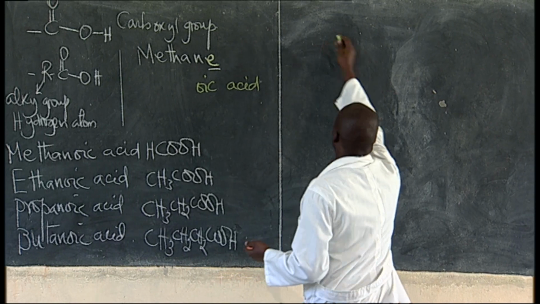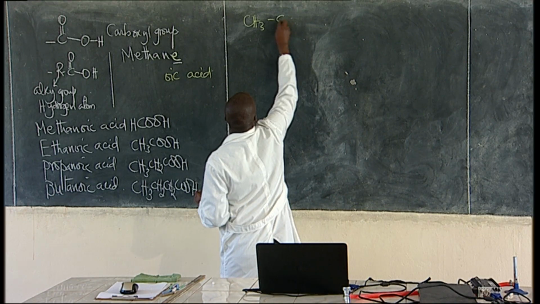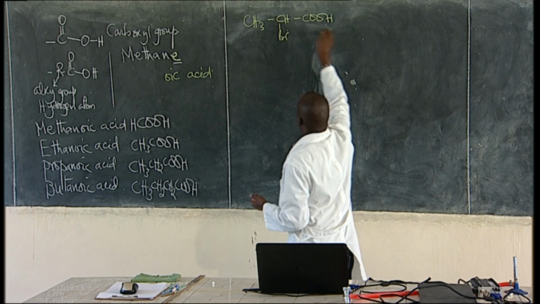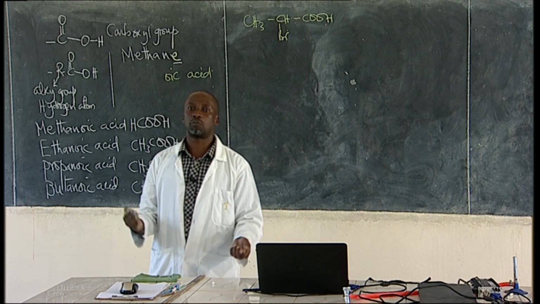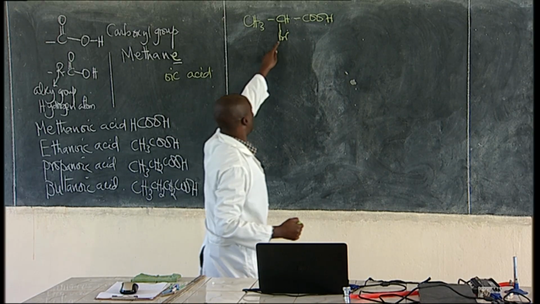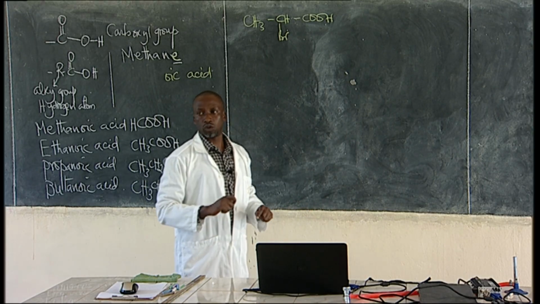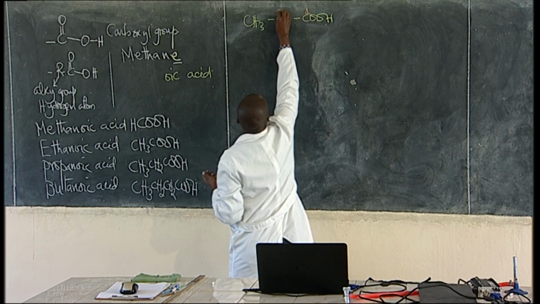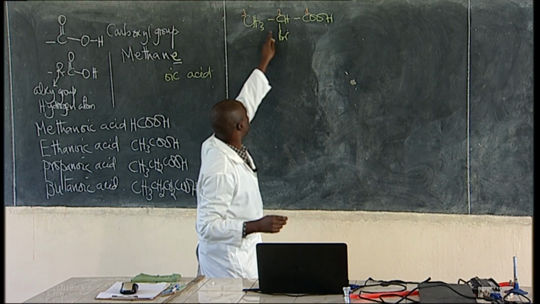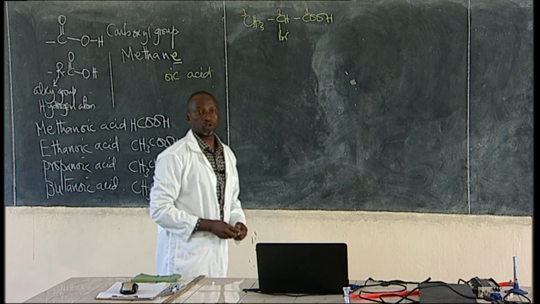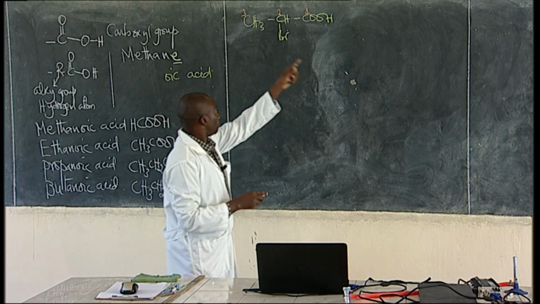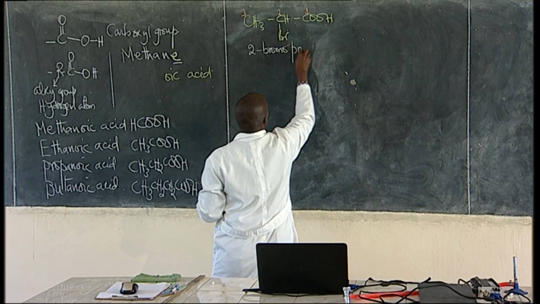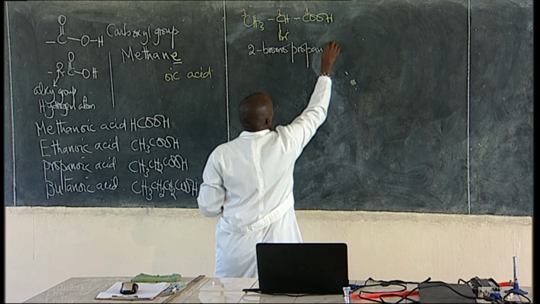Let me give an example of a molecule like this. If you have CH3, CH, bromine, COOH, it means when you're naming this, it contains a bromine atom. Always take note that the carboxyl carbon is always carbon number 1, then carbon number 2, and number 3. So this one will be 2-bromopropanoic acid.